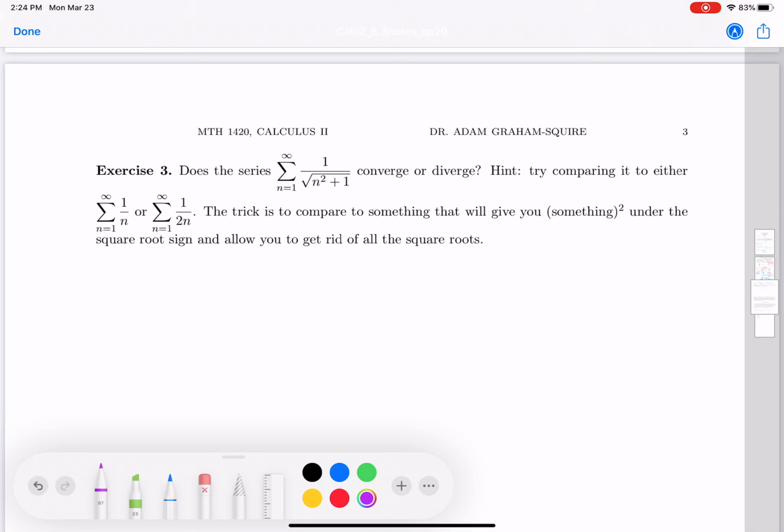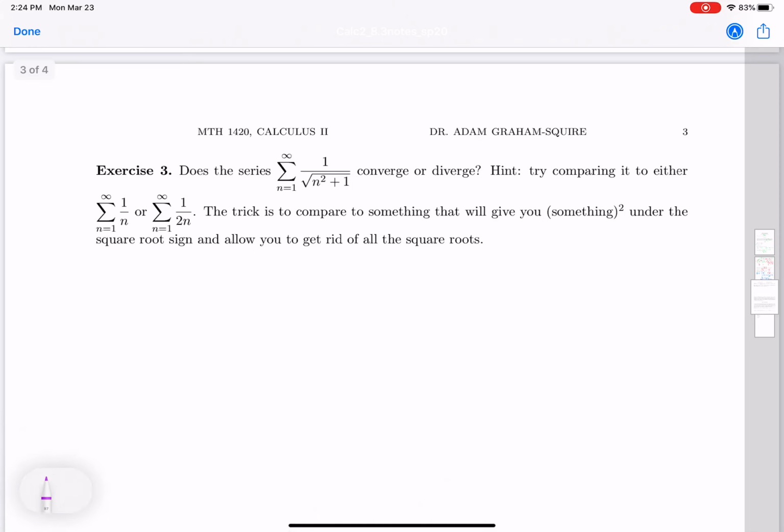All right, so the first thing that I might think here is, well, look, this seems like it's really going to be like 1 over n, because n squared plus 1 is really pretty close to just n squared, and the square root of n squared is just n. So I'm going to guess that this diverges, but I'm not sure. I need to do a comparison.